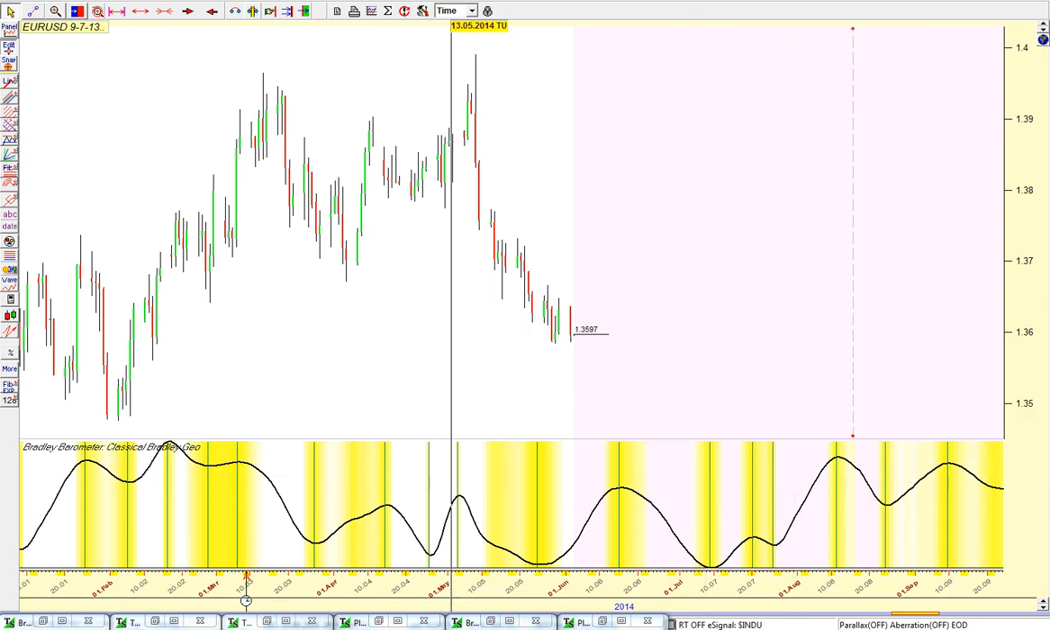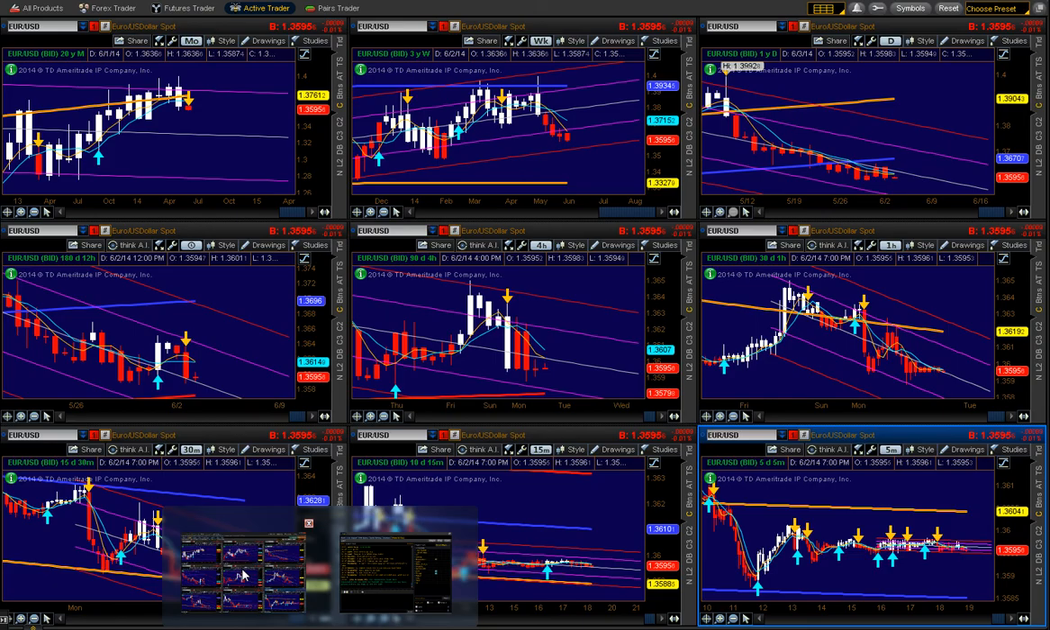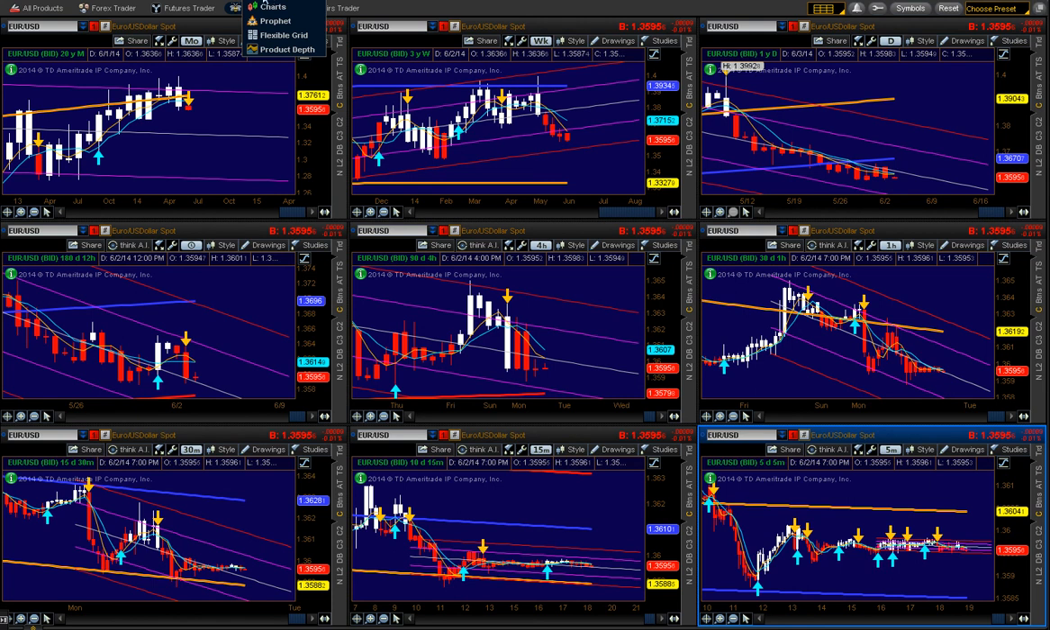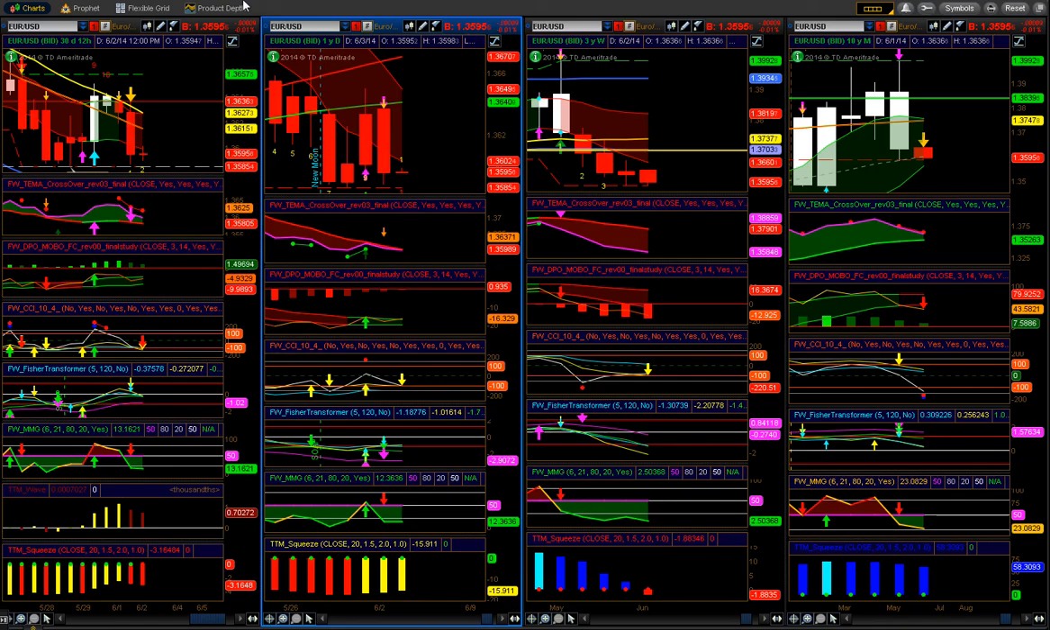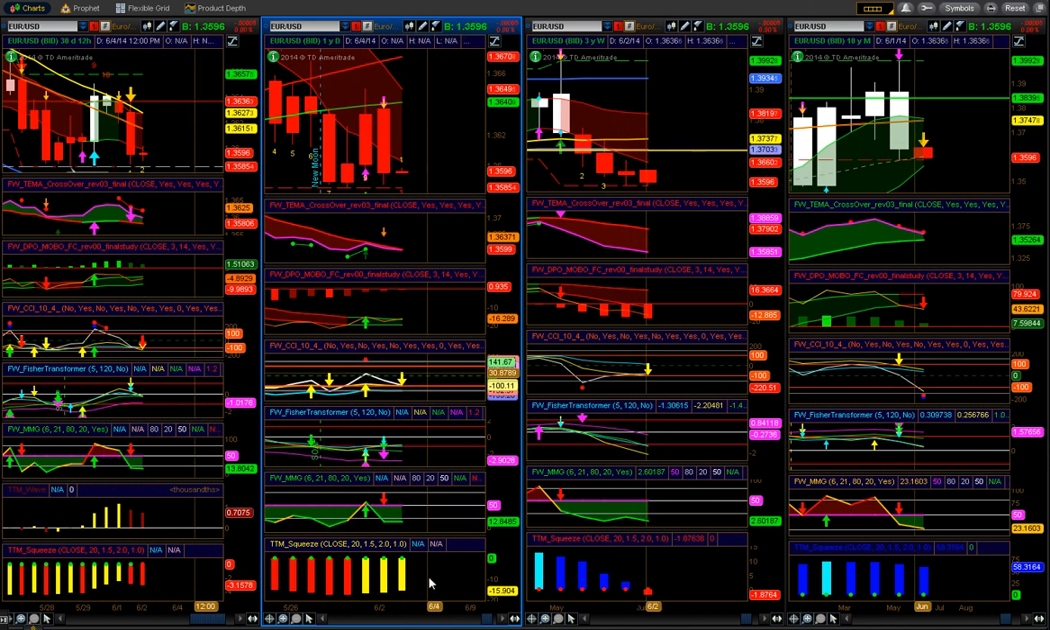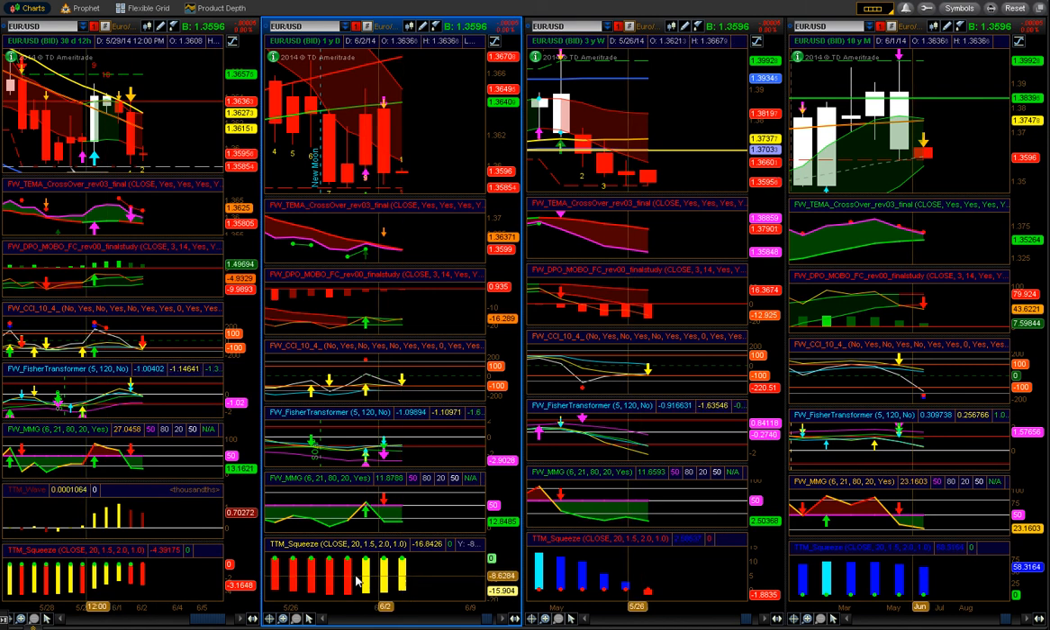I've got a couple more minutes, so I'm going to go over this real quick. I've got one more minute. I'm just going to go straight into my big picture. As you can see on the weekly, it's just chop. TMA's negative. You can see some momentum right here on the TTM squeeze, but still choppy, negative.